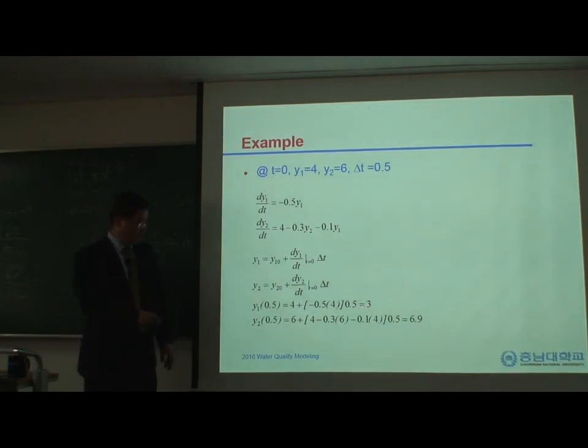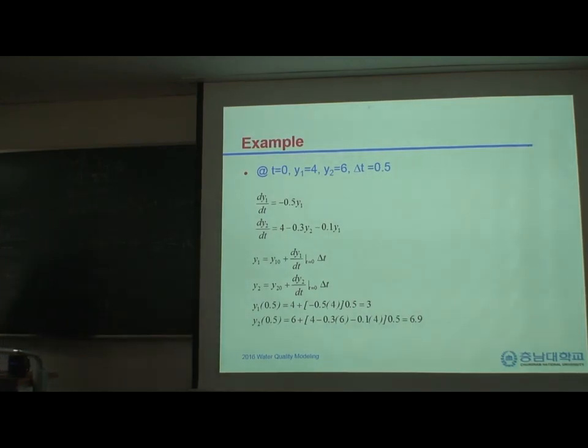Easy. For the next Y2 value, what was previous? 6. What was the slope? This. Y2 was 6, Y1 4. Done. And your delta t, 0.5. That is your next value. Very easy.